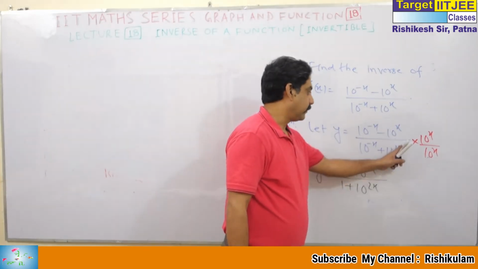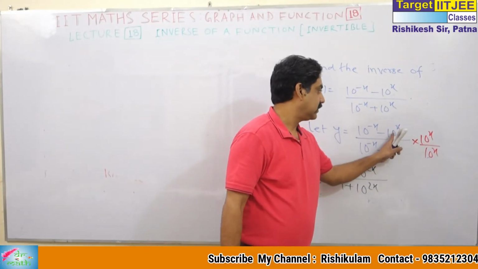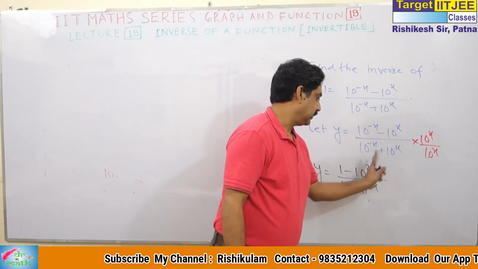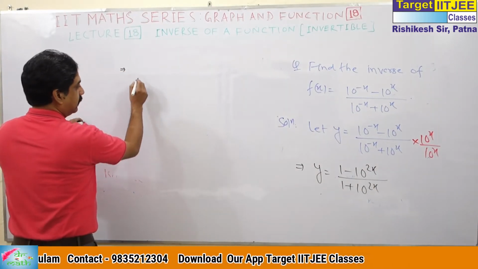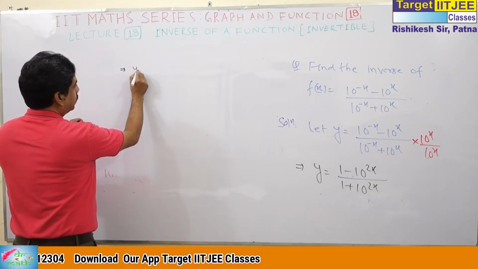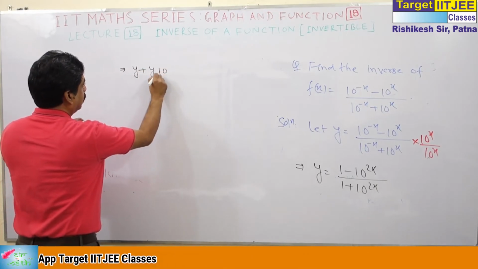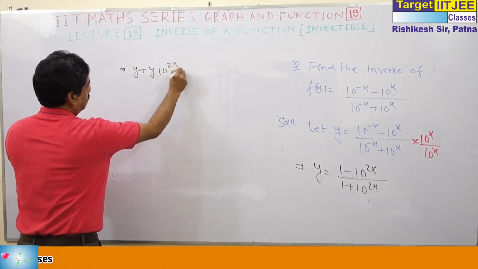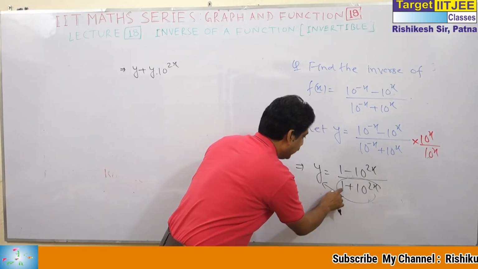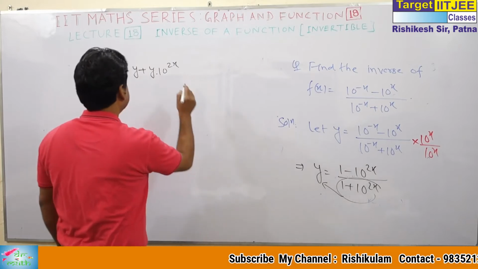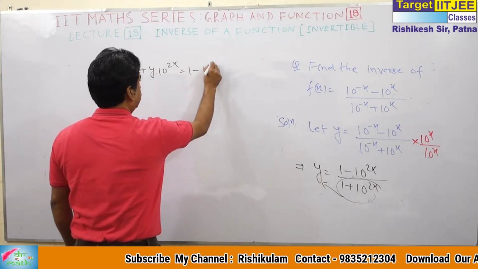Here x occurs at two points. Multiply this by this, and this by this. You will do this, change sides. y plus y into 10 to the power 2x. Multiply completely by this. So what do we get? y into 1, y into this, equals 1 minus 10 to the power 2x.